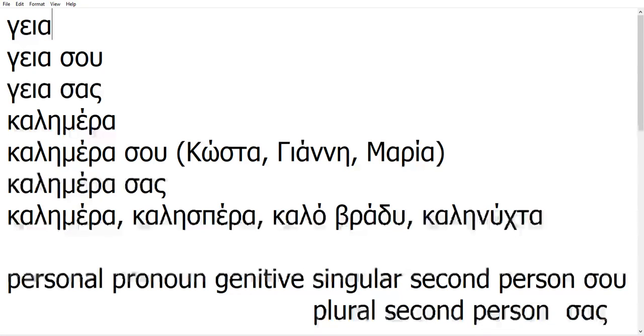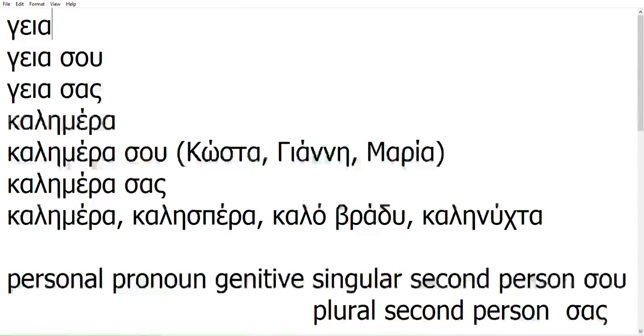Now, καλημέρα and καλημέρα σας. Καλημέρα would be for one person, καλημέρα σας for many people. If you use the name, you can add "σου." If you don't use the name, it's not so common. You can say καλημέρα Κώστα, of course, without "σου," but you can also add it. Καλημέρα σου Κώστα, καλημέρα σου Γιάννη, καλημέρα σου Maria. It's perfectly good Greek. And if you are talking to a lot of people, you can say καλημέρα σας.